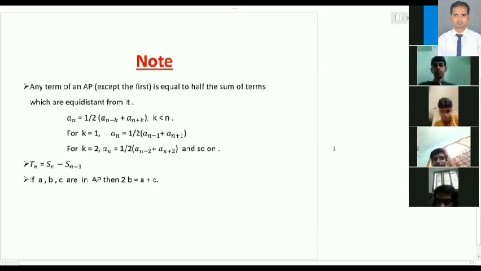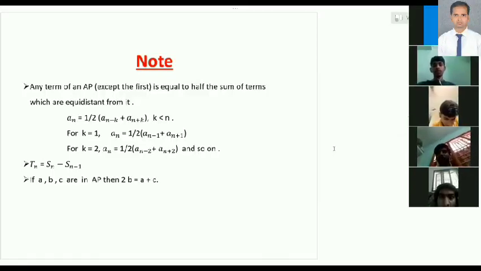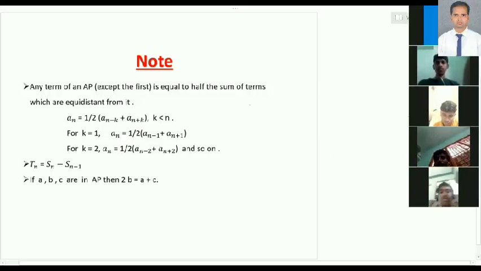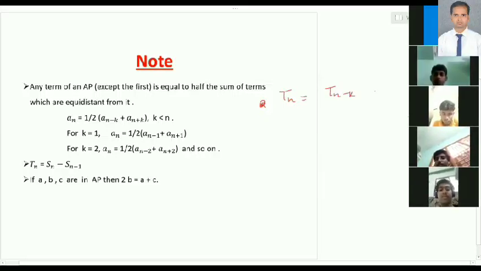Next point, what they are saying. Any term of an AP except the first term is equal to half the sum of terms equidistant from it. It means Tn will be equal to, I'll write in terms of T, Tn minus K plus Tn plus K divided by 2. Okay, why?